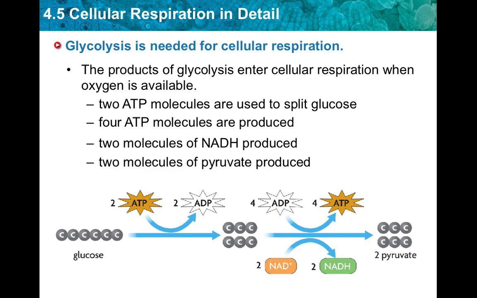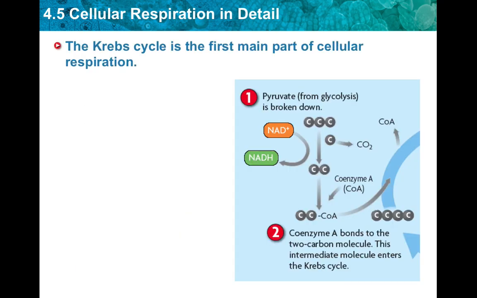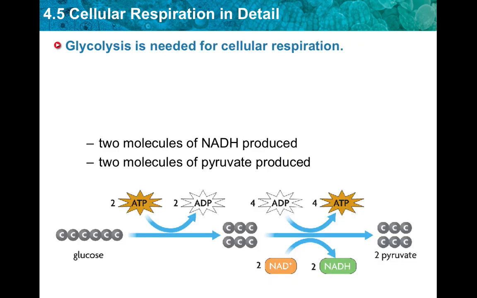Then we have 4 ATP molecules made. Here, although there are 4 ATP, two of them are used to split the glucose, so it's a net gain.